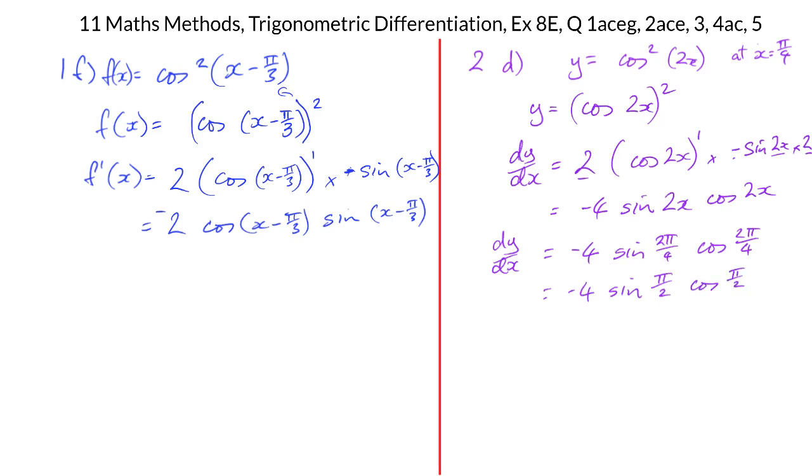Now you can use your calculator, and I have no problem with you using your calculator. However, if you remember your trig, you remember that sine starts at 0 and goes up. So at pi on 2, sine pi on 2 is actually 1. Now I've got to think what happens at cos. Cos pi on 2 is actually 0. So I end up with negative 4 times 1 times 0, which actually gives us a value of 0. So the derivative at x equals pi on 4 of cos squared 2x is 0.